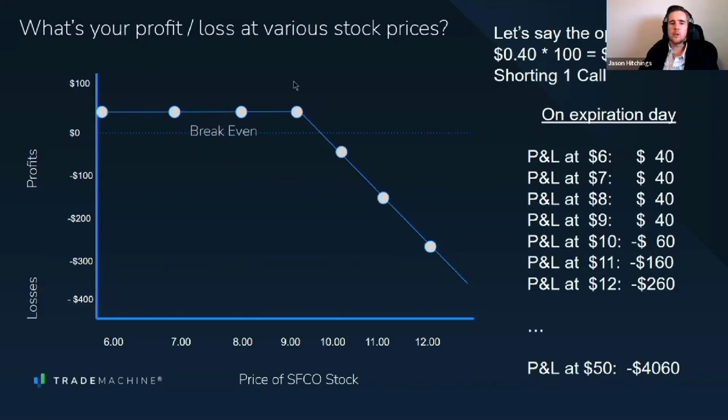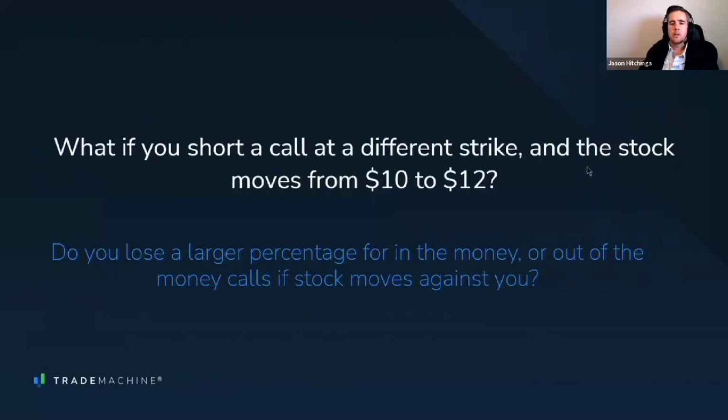Okay, so that's what happens with a single strike at various stock prices. So we're talking about the 9 strike here in terms of the profit and loss at various stock prices. But now let's talk about what if you actually shorted a call at different strikes. So instead of saying the stock movement's variable, let's just say that we know the stock's going to move from 10 to 12. What happens if you sold different strikes? If you sold the 6, 7, 8, 9, 10 strike, etc.